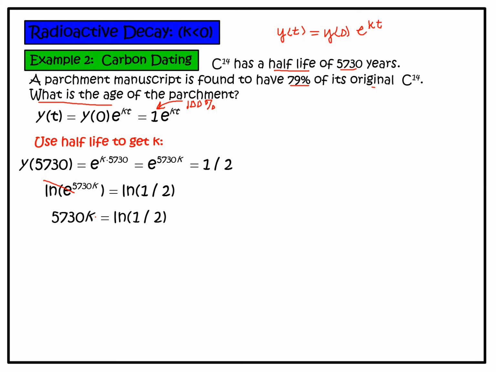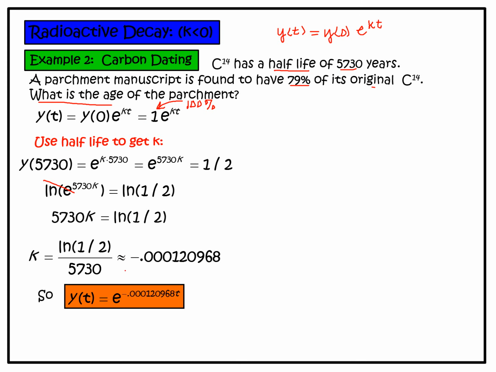Now divide off that 5730. So your K is going to be log of 1/2 over 5730, which is about negative 0.000120968. So I use 6 significant digits there. So now we can plug that back in here for K and update our original equation. So now we know that y of t is e to the negative 0.000120968t.